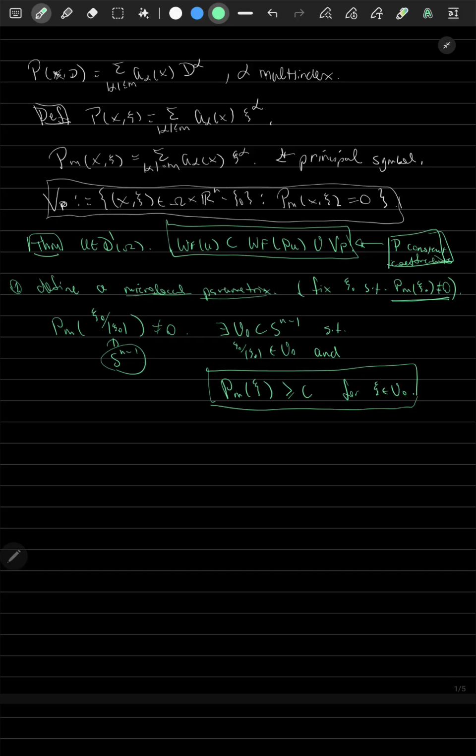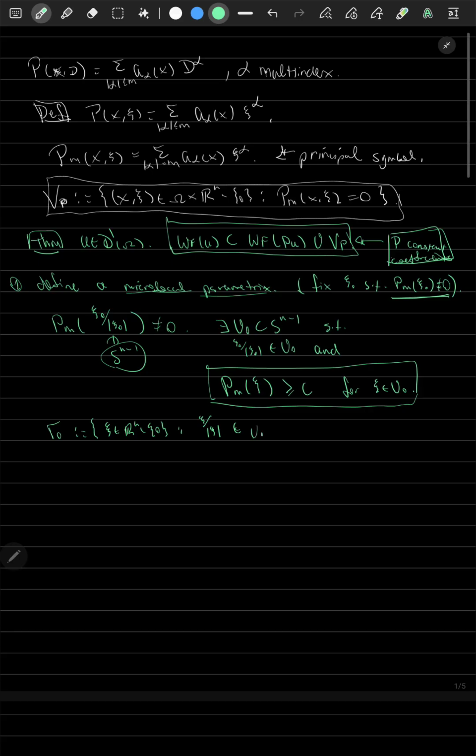And, okay, we can now define a cone, let's call it the cone Gamma_0, the cone of xi in R^n without 0, such that xi normalized is in U_0. So if we have S here, and let's say this is our U_0, then our cone is going to be this cone here, right? You kind of project that neighborhood outwards into a cone.